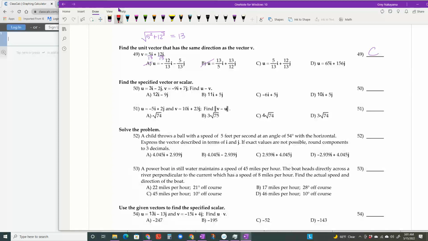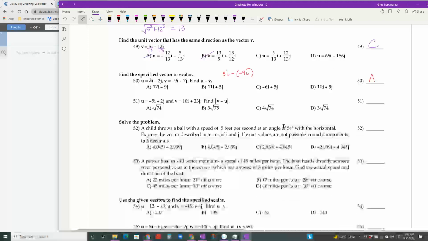All right, 50. Find the specified vector. So I'm supposed to subtract u minus v. Okay, u minus v, y'all, you're just subtracting the like components. So u is 3i minus a negative 9i is 12i, and the only one that has 12i first is A.